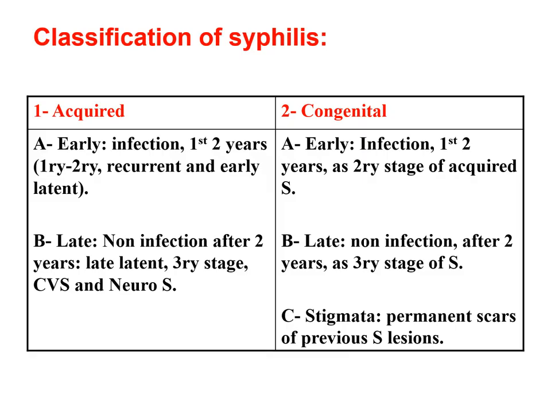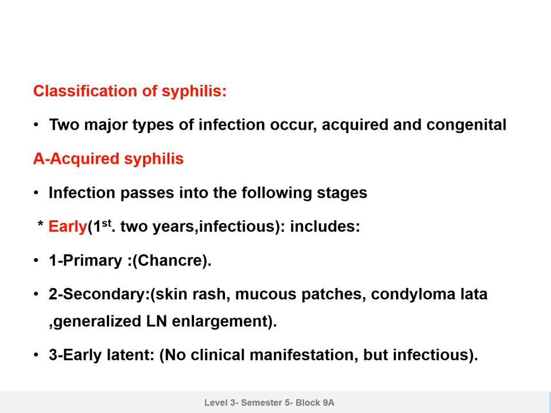Classification of syphilis: acquired and congenital. Acquired is early and late. Early infectious, the first 2 years, includes primary, secondary, recurrent and early latent. Late non-infectious, after 2 years, includes late latent, tertiary stage, cardiovascular and neurosyphilis. Congenital syphilis, like the acquired, has an early infectious type, the first 2 years, similar to the secondary stage of acquired syphilis. The late type, non-infectious after 2 years, is similar to the tertiary stage of syphilis. Stigmata are the permanent scars of previous syphilis. It is very important to know the classification of syphilis.